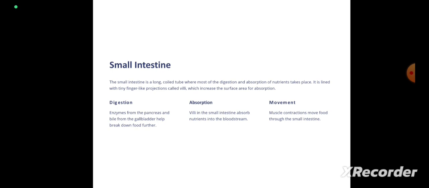First is the duodenum. The duodenum is a C-shaped structure and receives bile and pancreatic juice from the pancreatic duct. Jejunum is the middle part, about 2.5 meters long. The jejunum and ileum are suspended by the mesentery.